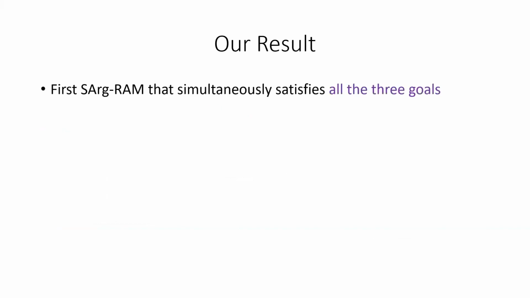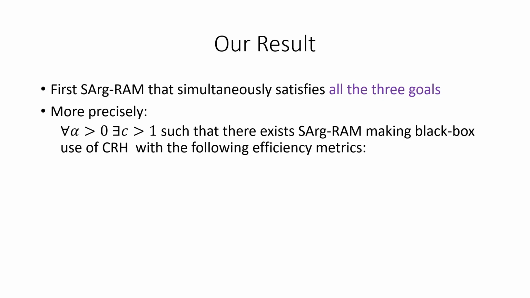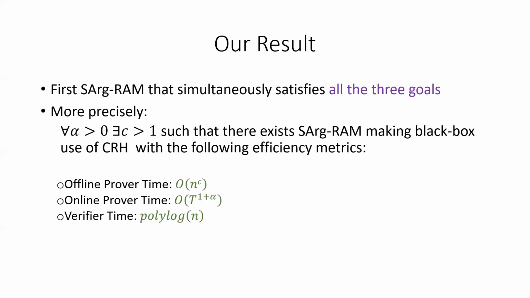So now this is our result. We come up with the first SR-gram construction that simultaneously satisfies all three goals. In particular, there exists an SR-gram that makes black box use of CRH with the following efficiency metrics. That is, the offline prover runtime is polynomial in the size of the database. The online prover time is quasi-linear in T, that is the runtime of the RAM program.